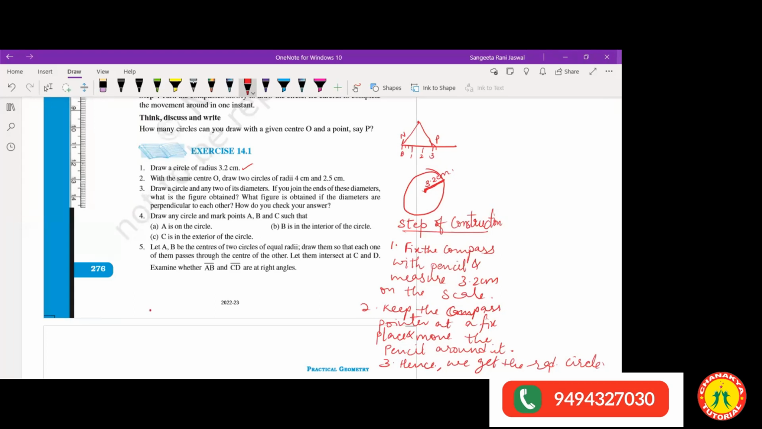Make a circle of measure 4 centimeters. Then make another circle with the same center of 2.5 centimeters. Do it. And then write the steps of construction for both. Do it everyone, and you will be showing me on the screen.